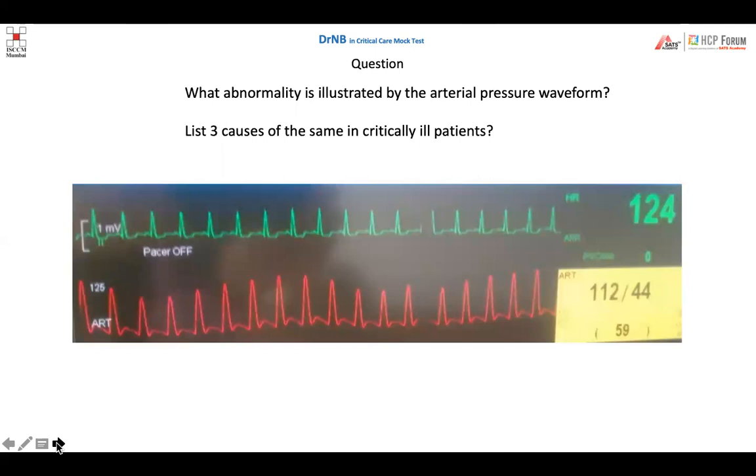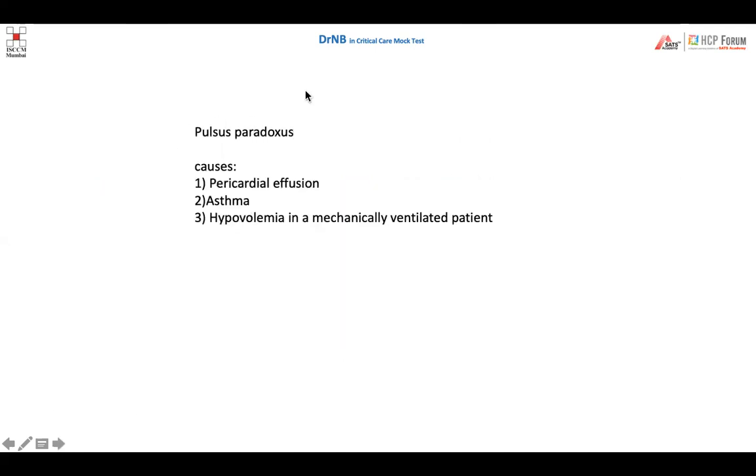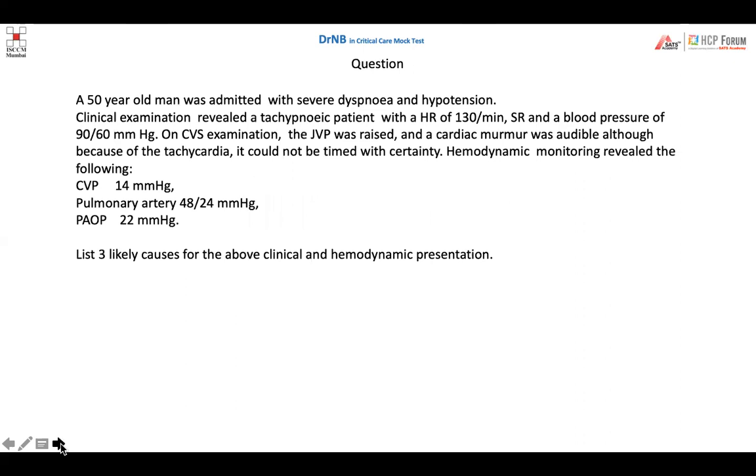What abnormality is seen? Here we see a swing in the arterial waveform, and this is called pulsus paradoxus or pulse pressure variation, which is seen in pericardial effusion, asthma, and severely hypovolemic patients on a mechanical ventilator.